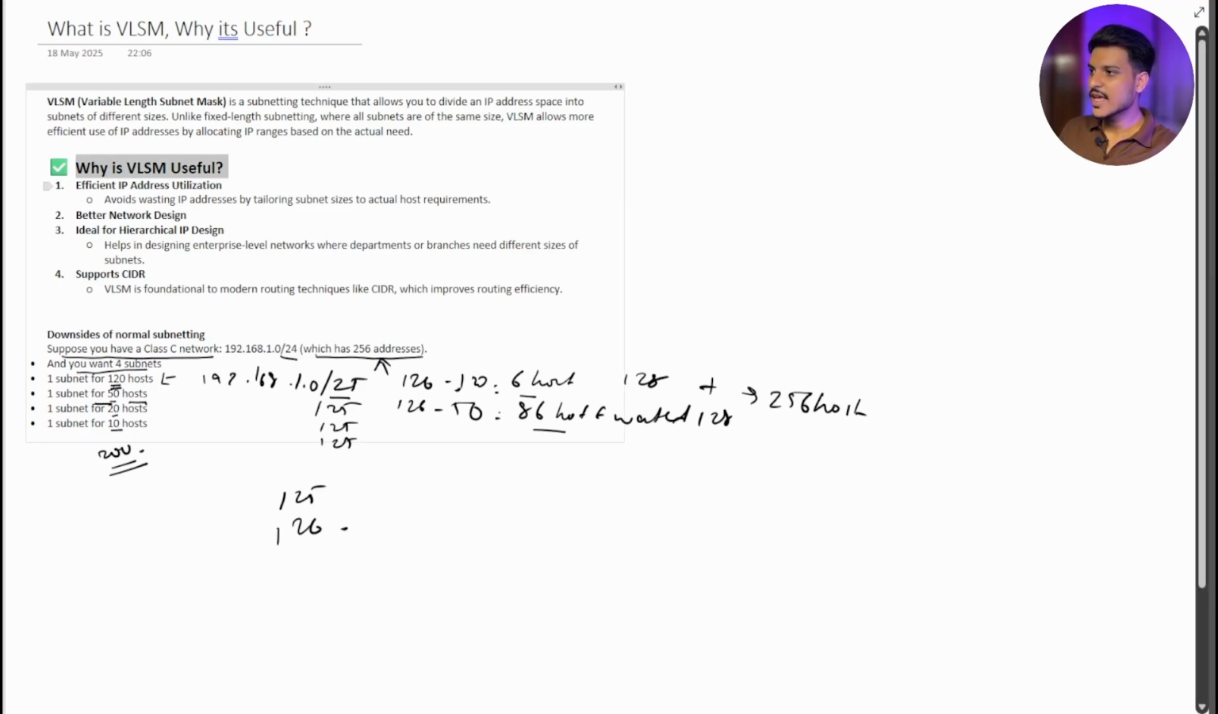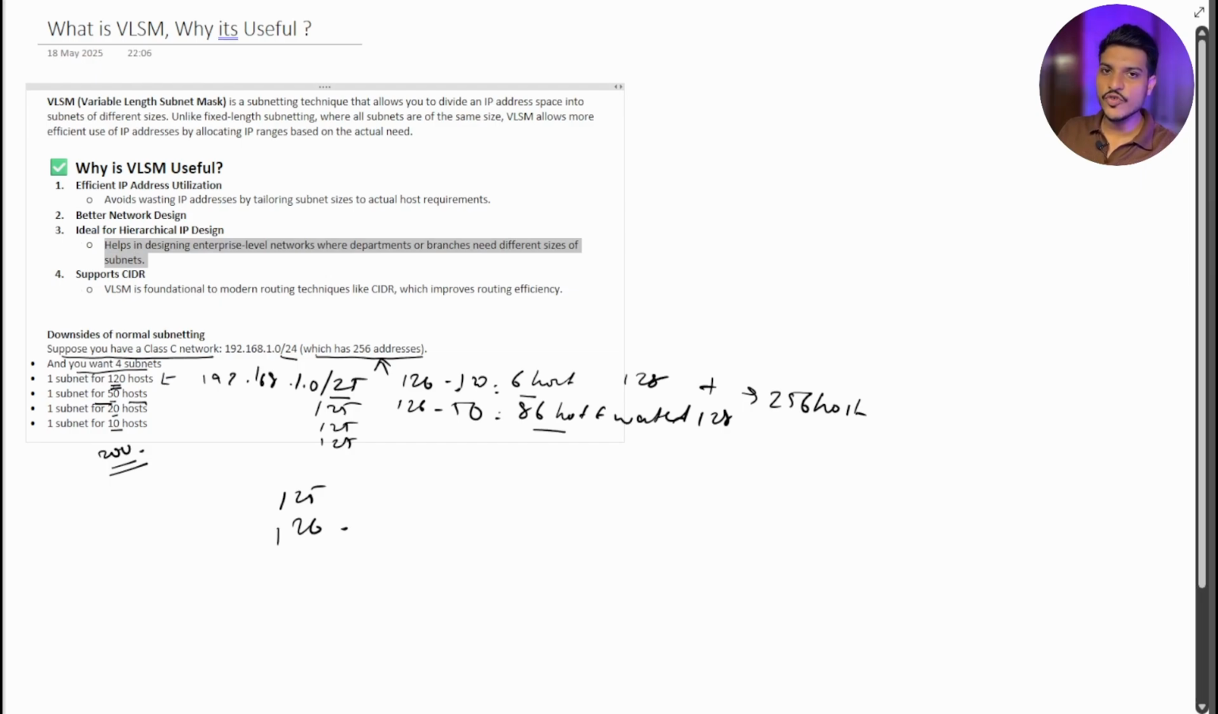Okay, so as we have seen, efficient IP address utilization avoids wasting IP addresses by tailoring subnet size to the actual host requirement, like changing from /25 to /26 and /28, /29. Second, it is better for network design. Third, it is ideal for hierarchical IP design.